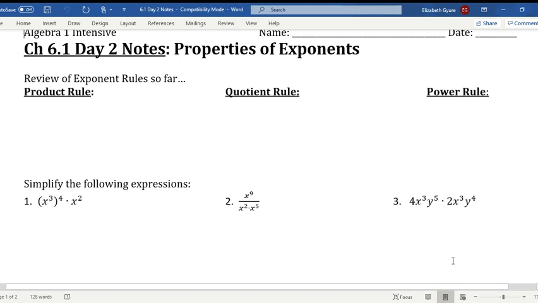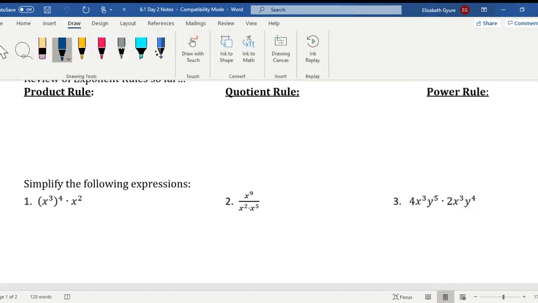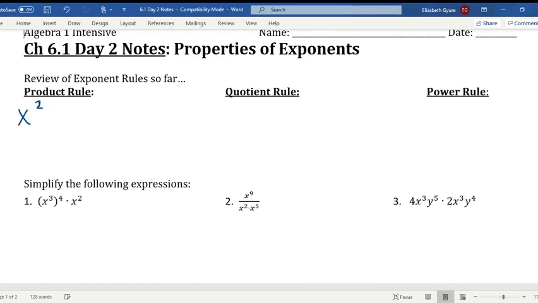Product rule. So we talked about the product rule last time. What that looks like is if you have something like x squared times x to the third. This is the product rule because we're multiplying our bases, right? X squared times x to the third. Does anyone remember what we do with our product rule, what we do with our two exponents?